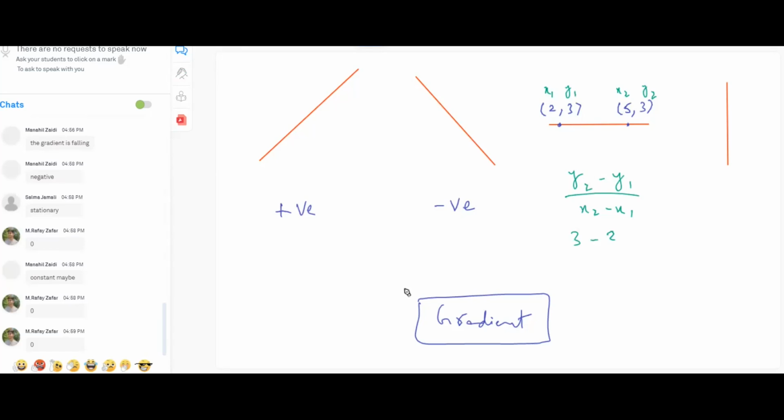3 minus 3, right? Whatever is in the denominator, it doesn't make any difference. Your value will come out as 0. So what is the gradient of a horizontal line always? It's always 0. So every horizontal line has a gradient of 0.